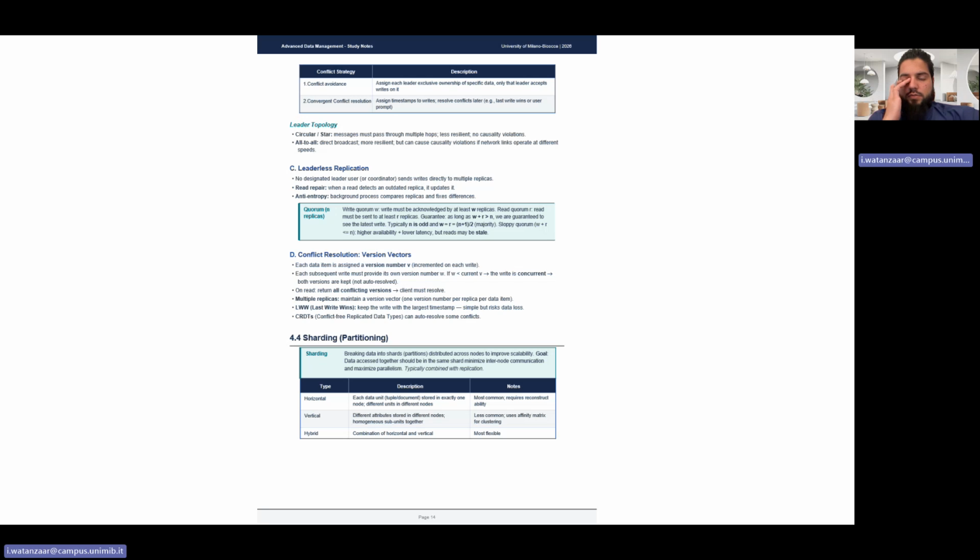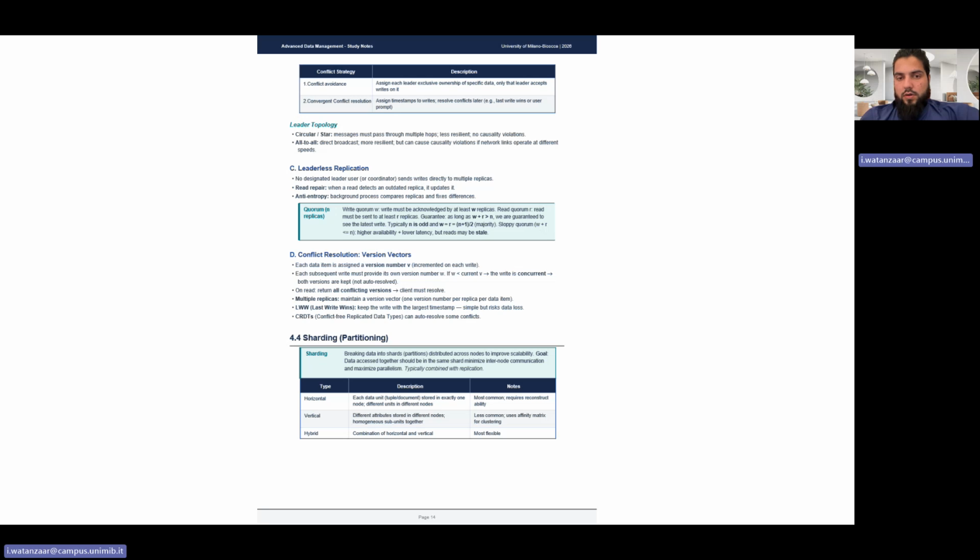So last write wins means, in conflict resolution, this is one of the main methods through which we handle conflicts between multiple leaders, single leaders, or leaderless setups. Keep the write with the largest timestamp. The idea is that the largest timestamp is the most recent one. Simple but risks data loss. With this one we have the chance of losing writes, so we are losing one replica in the middle.